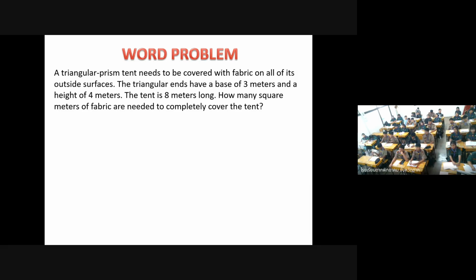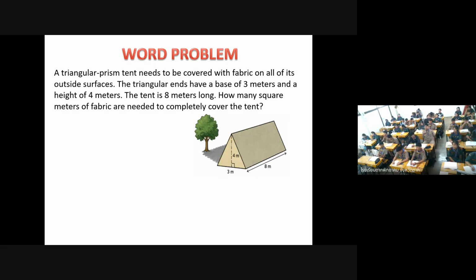Another one. How about this? Okay, I can read. A triangular prism tent needs to be covered with fabric on the outside surfaces. The triangle ends have a base of 3 meters and a height of 4 meters. The tent is 8 meters long. So how many square meters of fabric are needed? Is this surface area or volume? Surface area. Okay, so this is the representation.